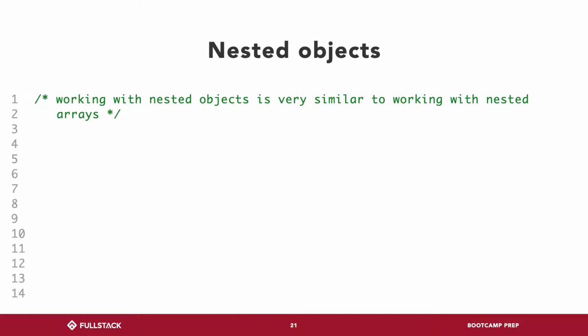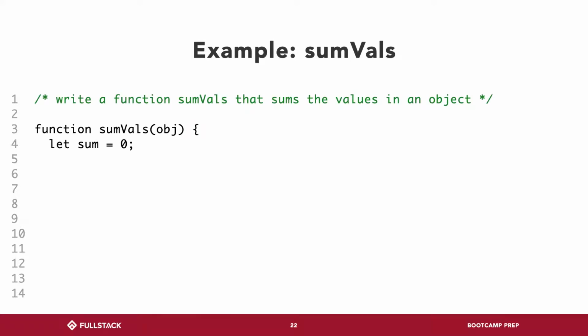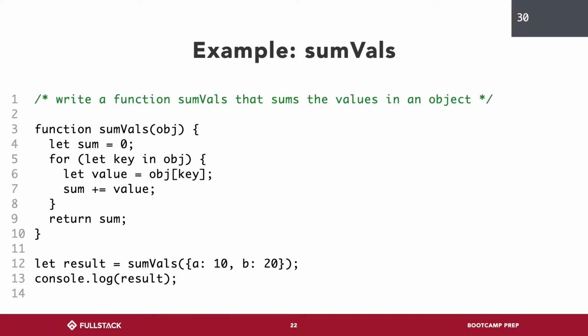Okay. Working with nested objects is very similar to working with nested arrays. Use a for in loop to iterate through the object instead. If the value is another object, recursively call the function on the nested object. So here we have the same thing, except this isn't using recursion, right? Because we don't have a nested object. We simply do a for in loop, take out the value and add it to the sum, and at the end we return the sum. Is everyone okay with this? This is not taking into account nested objects. This is just looping through an object and adding all the number values together, right?